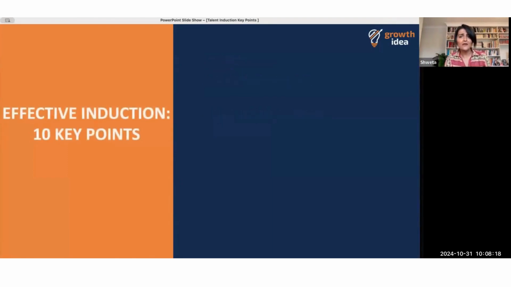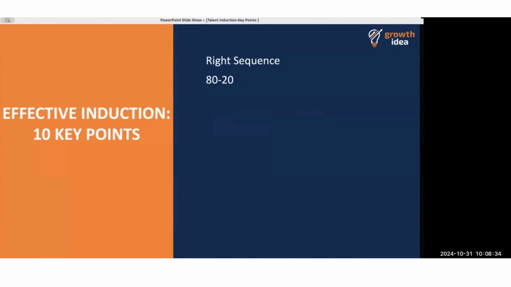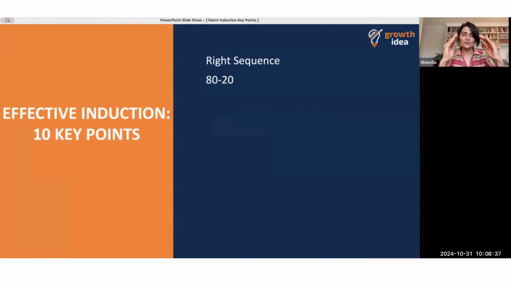Now, looking at the other points, once you have got the right sequence, the second thing, and I'm moving on to induction now, is 80-20. And what I mean by that is, when you create a set of KPIs, I'm sure you would agree that for every position, there is one thing which is absolutely non-negotiable. That is the biggest contributor towards the performance, right? Even if it's a non-sales position. So force yourself to think like that, saying, what is that one most important thing that this person has to deliver, which determines that they are the A players?